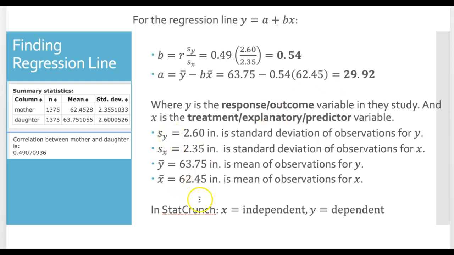Okay, so in this study here, right away I'm labeling. I'm saying, okay, what is Y and what is X? Okay, so obviously X is the mother's height and Y is the daughter's height. So I label them appropriately. Okay, so it really matters how we label these, because if we were to flip these, if we were to mix them up here, we get a completely different answer here. Okay, all right.